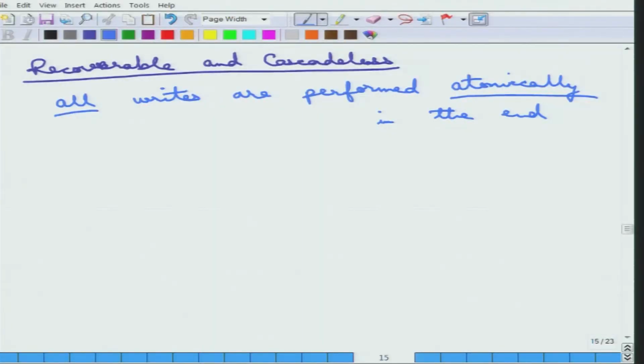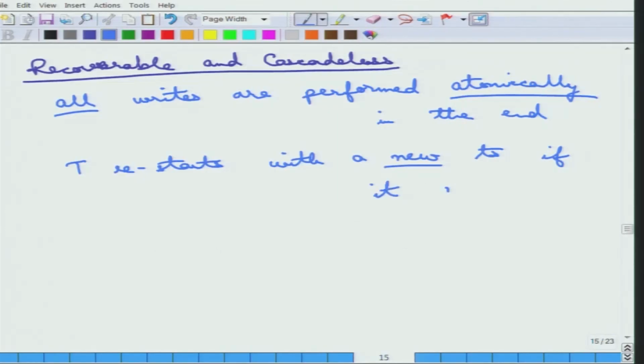The other way of doing it is that, let me just write it down. The transaction restarts with a new timestamp if it aborts. So it's a new timestamp if it aborts. So these are the two important things.